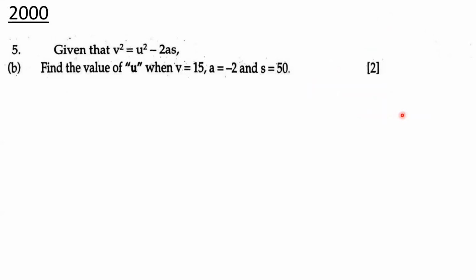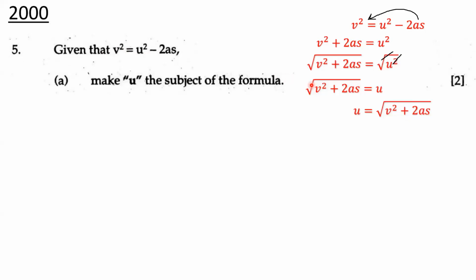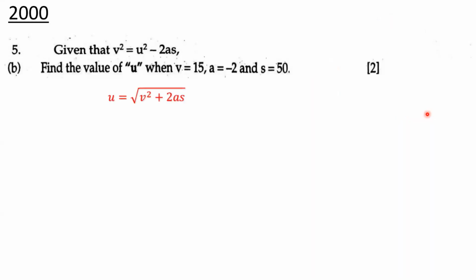Moving right along to the next question, it says that given that V squared equals U squared minus 2AS, find the value of U when V is equal to 15, A is equal to -2, and S is equal to 50. Notice that from the previous question, we already know what U is. U is equal to the square root of V squared plus 2AS. Wherever we see V, we're going to put 15. Wherever we see A, we're going to put -2. And wherever we see S, we're going to put 50.